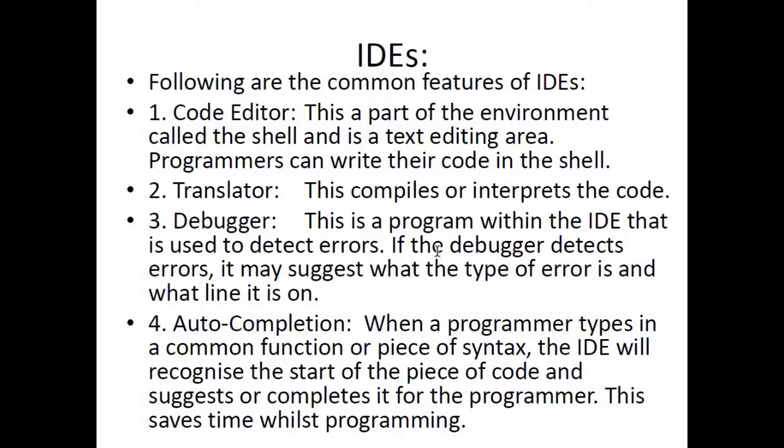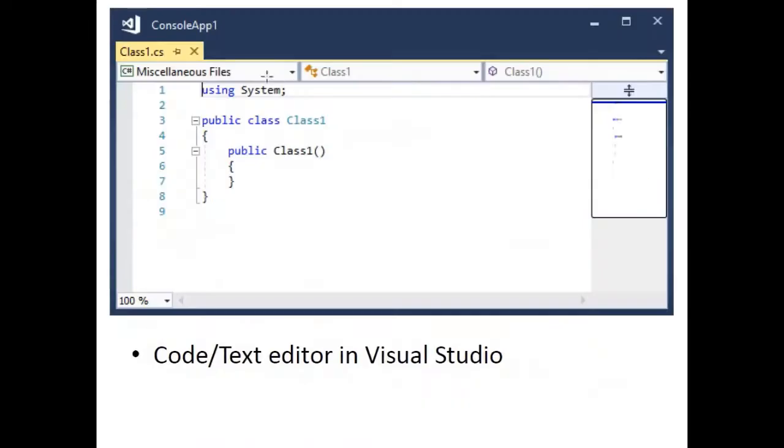Number one, code editor. This is a part of the environment called the shell and is a text editing area. Programmers can write their code in this shell. This is an example. This is the text area of Visual Studio, and over here between these two brackets you would write your code.